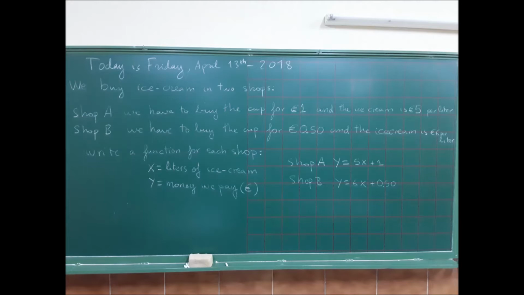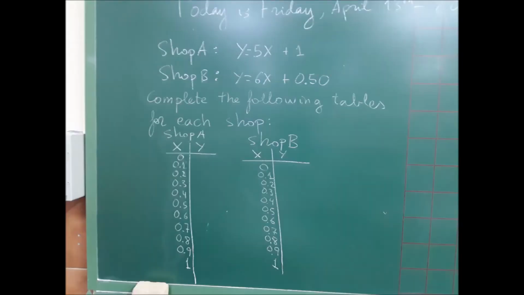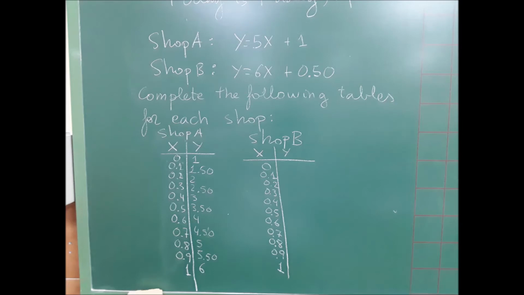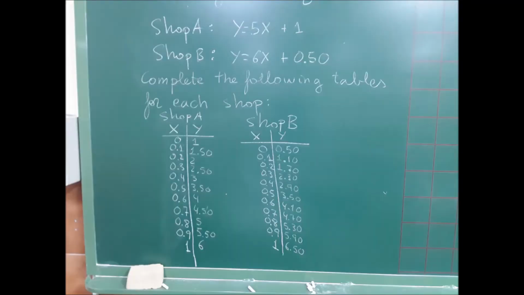In shop A, the linear function would be y equals 5x plus 1. And in shop B, the linear function would be y equals 6x plus 0.50. So now we are going to give variable x, the independent variable, the following values, and calculate the values we get for y for each of the functions. And this is what we get for shop A, and this is what we get for shop B.